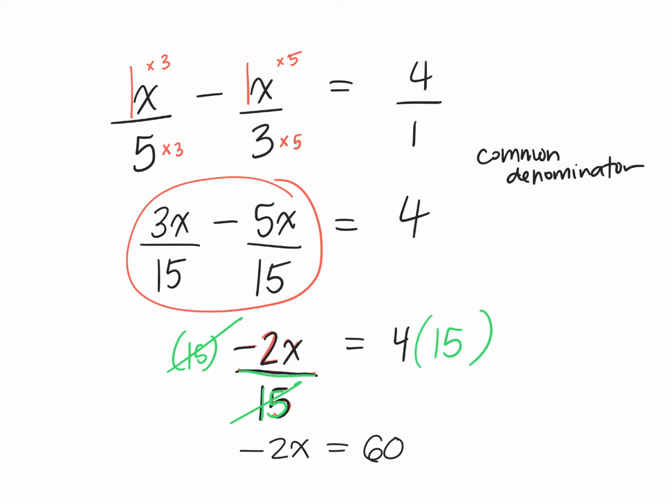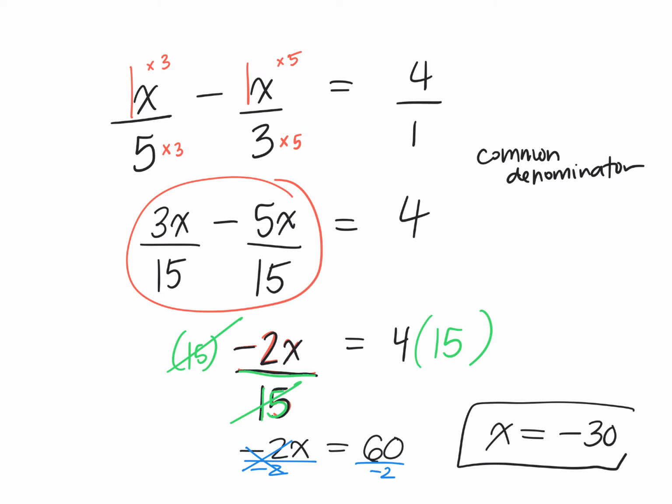Now what? Divide both sides by negative 2 because you're trying to get everything away from the x. So I have to divide that by negative 2. So I'm left with x equals, what's a positive divided by a negative? Negative. 60 divided by 2 is 30.